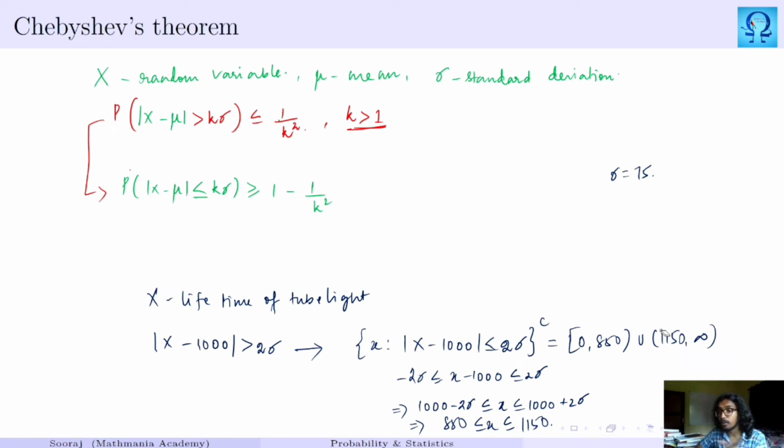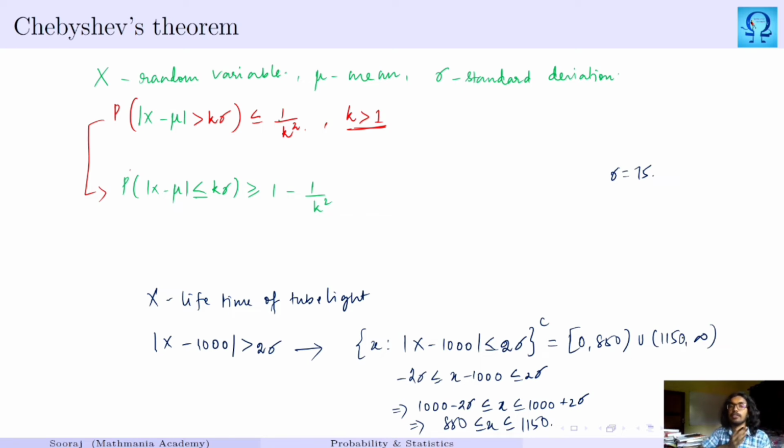Whereas if it is glowing for more than 1150 hours, it means the lifetime of the tube light is more than what the company expects. It means the consumers will not come to buy the product again in the expected time. Okay, so it is working more than they expected. It means it is kind of a loss to the company. So we are calculating the probability that these two worst cases happen.